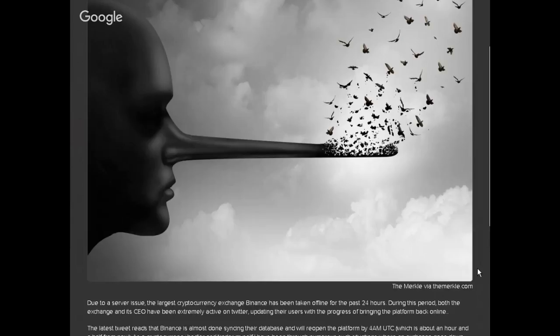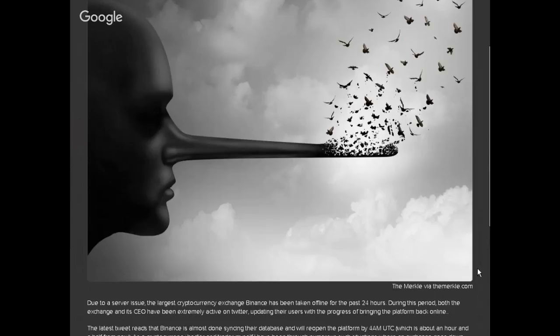Now, when I first read about this, they were supposed to be off only for 24 hours. I think it's over 24 hours now. Let's see here. During this period, both the exchange and its CEO have been extremely active on Twitter, updating their users with the progress of bringing the platform back online. The thing with Bitcoin and cryptocurrency exchanges is that it never stops. It just continues and goes and goes and goes. So whenever you have a downtime like this, it scares the pants off of everybody, because a downtime in the back of people's head means hack time. Okay, that's what downtime means.